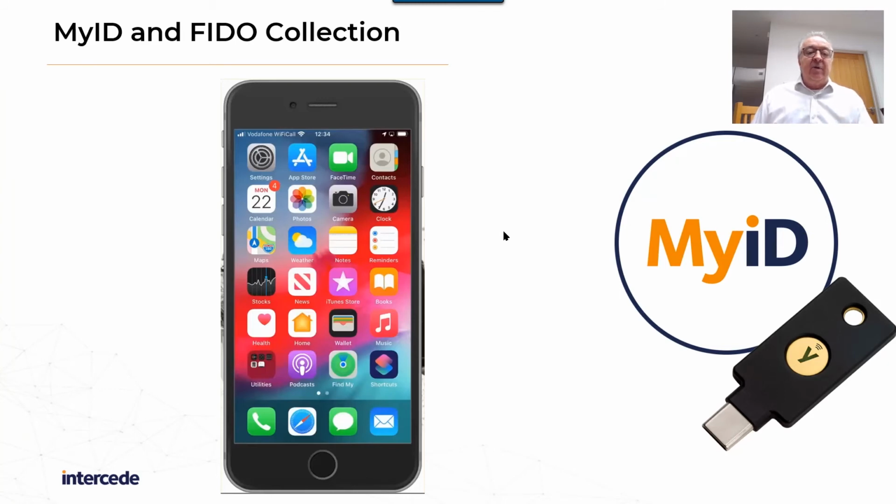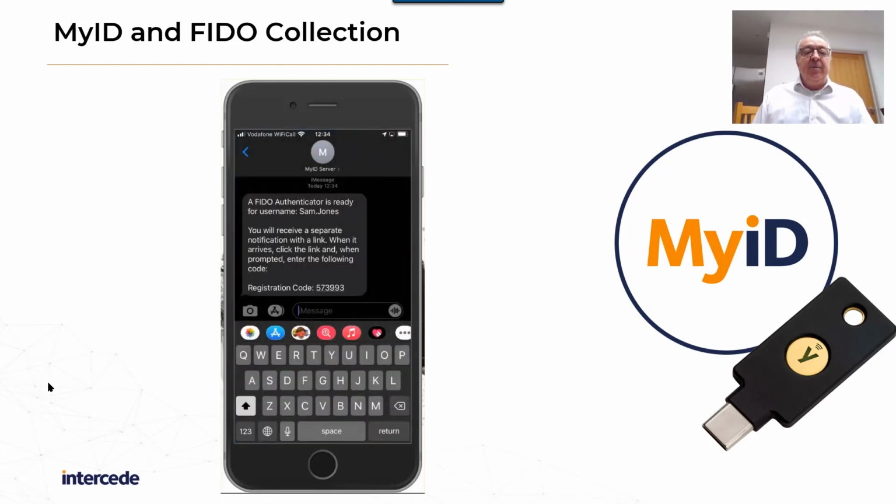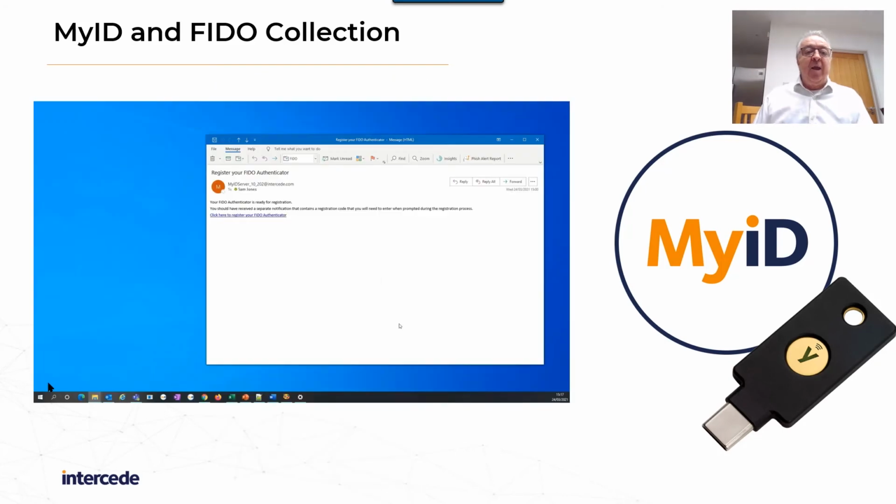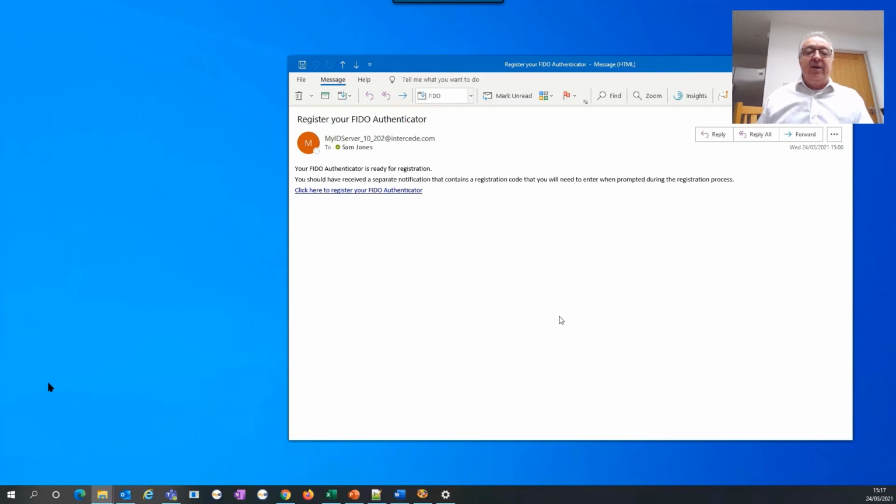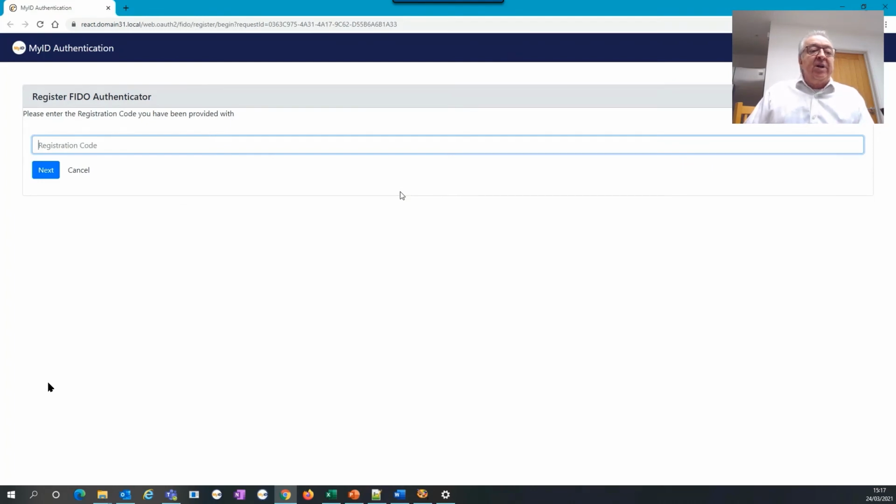So now looking at things from Sam's point of view, we can look at his mobile phone. He'll get a notification on his phone. There it is now, saying what his username is, sam.jones, and giving him a 6-digit registration code so he can register on the site. Also, like I said, he'll receive an email. In there is a link to find the site to register your token. So you go and click on that link and then put in the registration code from your telephone.